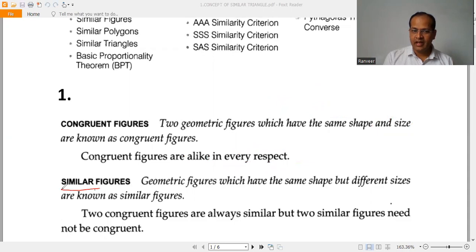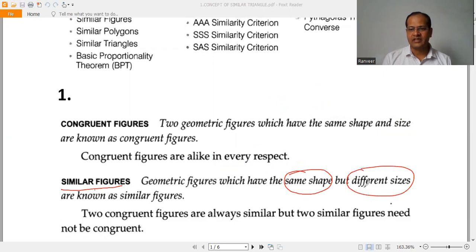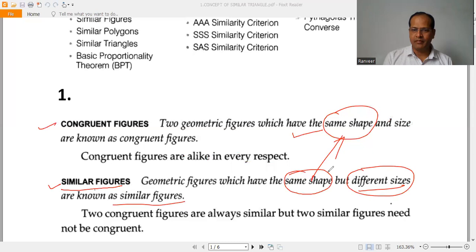But similar figure, the meaning of similar figure geometrically, the geometric figures which have the same shape, will look same, but size is not same, size is different, then it is called similar figure. So this is the difference between congruency and similar figure. Here shape is same but different size, and here the size is also same.